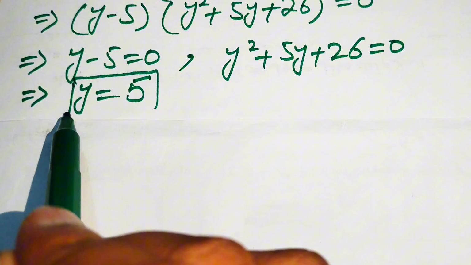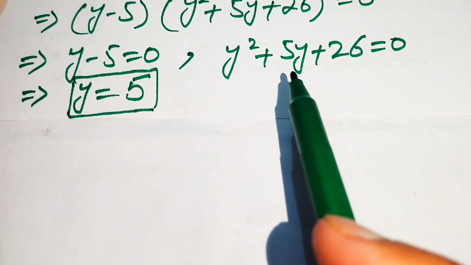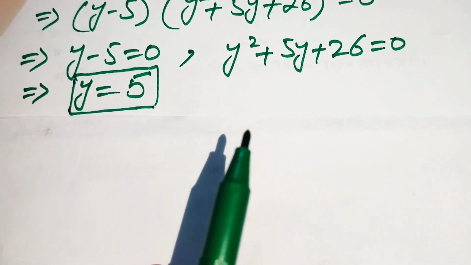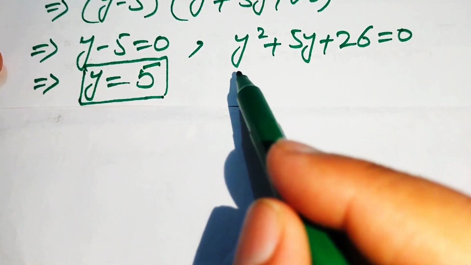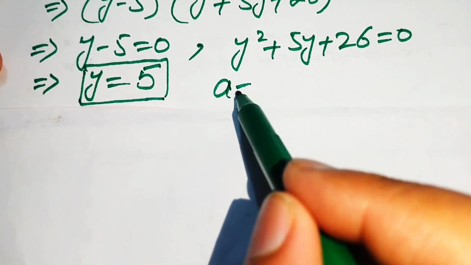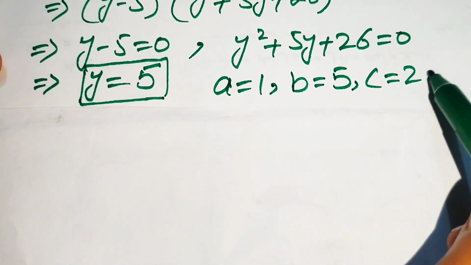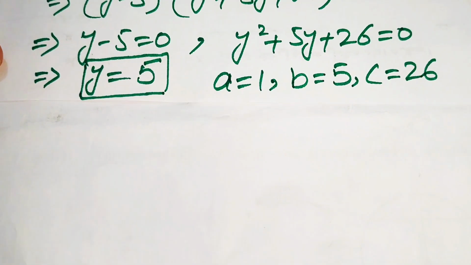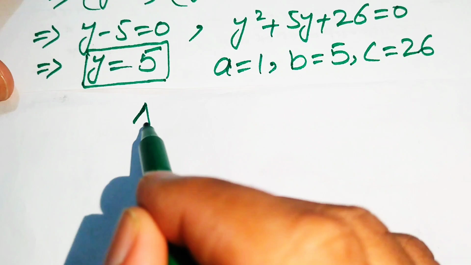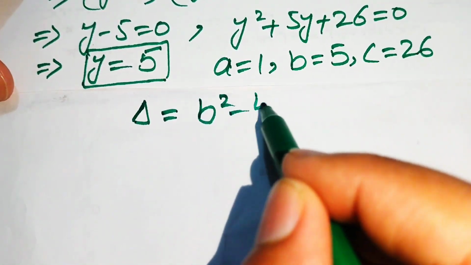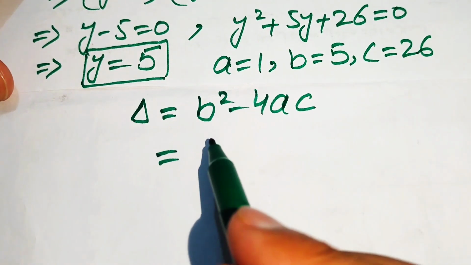real root of this question. Now we check whether this quadratic equation has a real root or not, because here we need only real roots to solve this problem. So first we check whether this equation has real roots by using the discriminant formula. First we write the coefficients of this equation: a = 1, b = 5, and c = 26. The discriminant formula is denoted by delta = b² - 4ac.